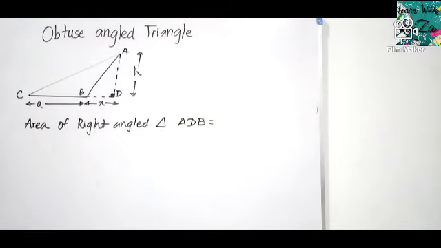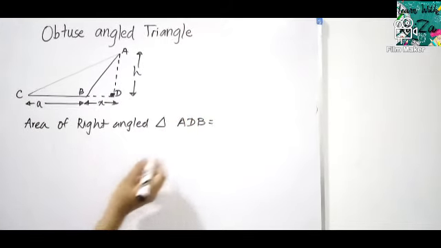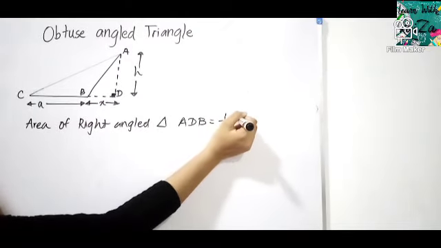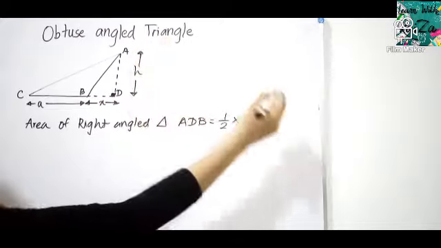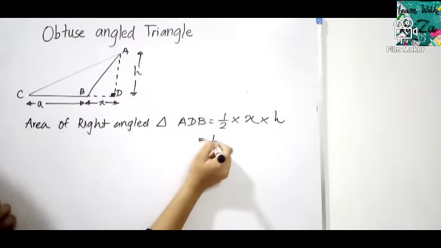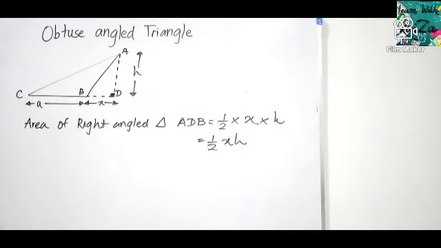So you learned it first. How? What is the formula? This is the third time I'm saying: half into base into height h. So half xh, right? Okay.